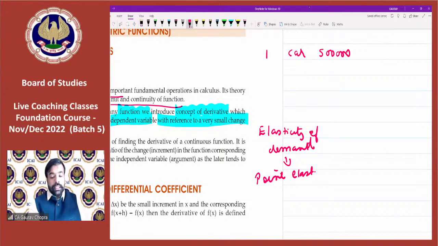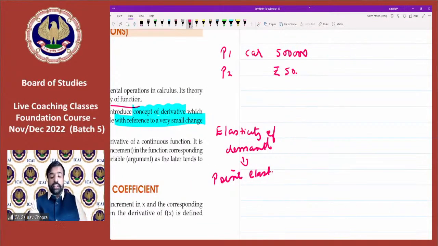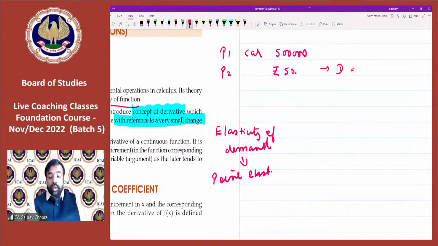Initially, the price of the car is 5 lakh. This is the price P1. If the price of the car increases, let's say by rupees 50, that means there is a very small change as compared to the price of the car. So this small change will affect the demand or not. If the price of the car increased by 50, then what will be the effect on demand? So this is the rate of change. तो जब भी हमें रेट ऑफ चेंज कैलकुलेट करना है, then we will focus on differentiation.